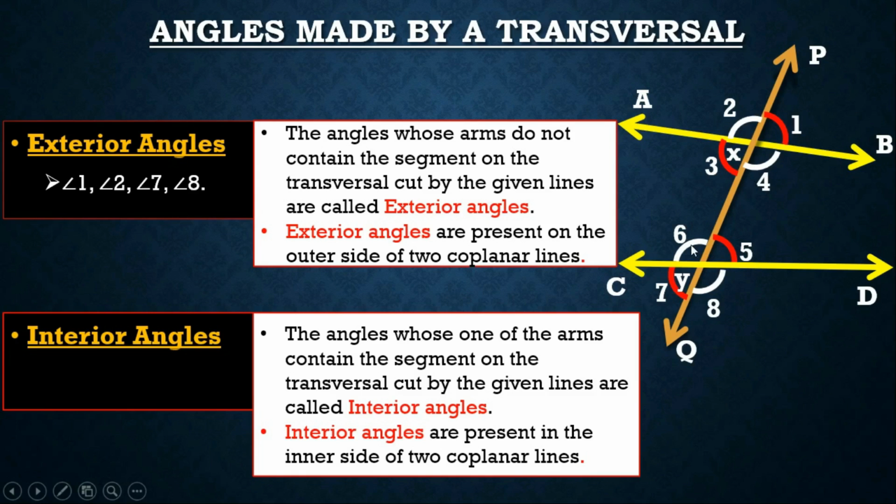Angle 3, angle 4, angle 5 and angle 6, these 4 angles are lying in between the two coplanar lines. Also, one arm of each of these 4 angles is on the segment XY, and hence these are the 4 interior angles. I hope you got the concept of exterior angles and interior angles.